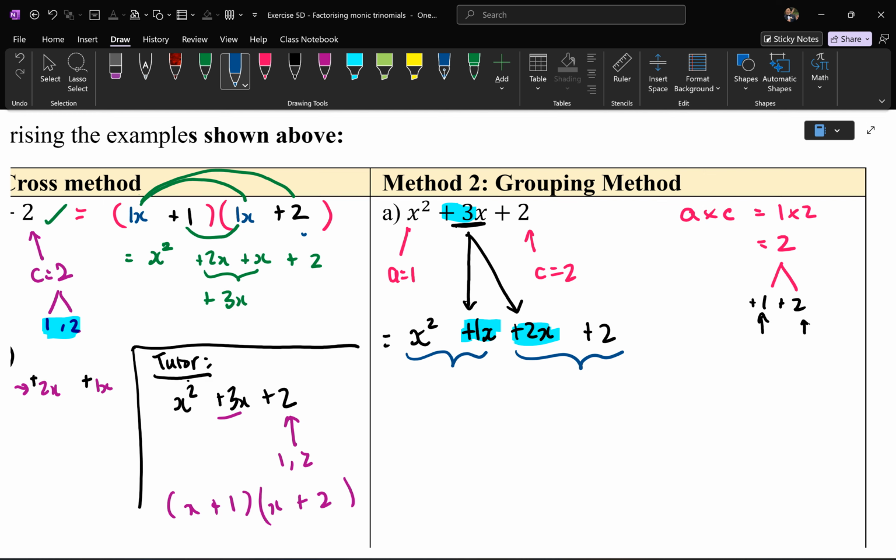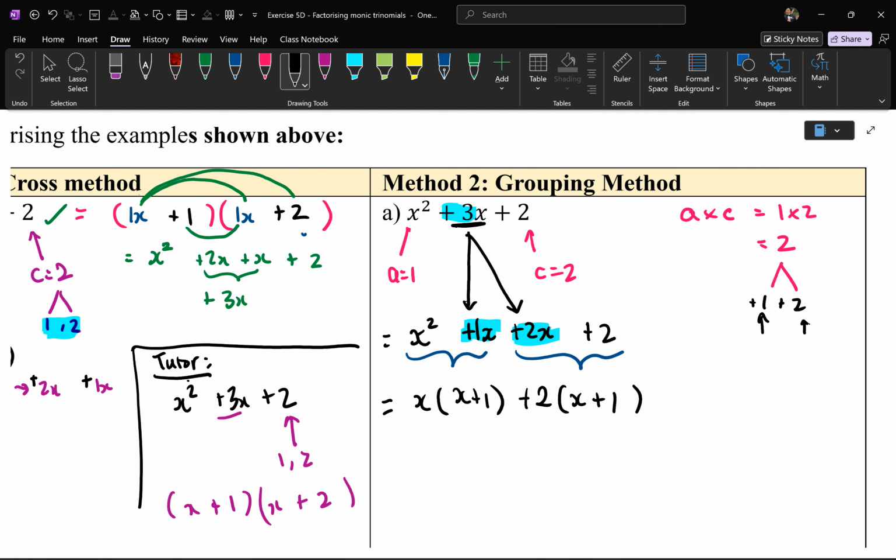And you say, what do they both, each pair, have in common? So here we go. In the first pair, what do these 2 terms have in common? X. So you take out x as a common factor. You end up with x plus 1. Then you look at the second pair. 2x and 2, what's a common factor? 2. So you take out the positive 2, and again you'll find that you get x plus 1.